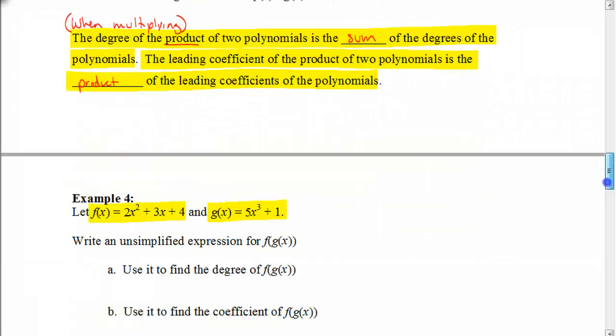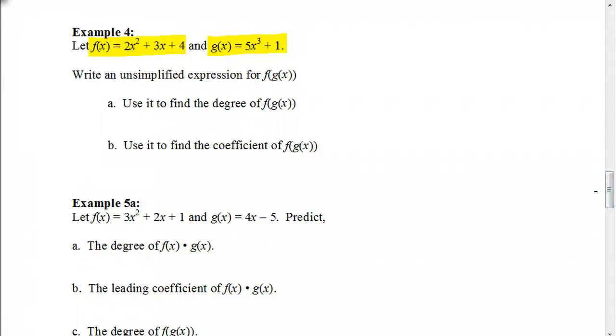Let's look at some other examples. Here they give us function f is 2x squared plus 3x plus 4, and function g is 5x cubed plus 1. Now it says write an unsimplified expression for f following g of x. Now remember, from composition of functions, this means we put function g inside of function f. So everywhere that I see an x in function f, I'm going to replace it with 5x cubed plus 1 because function g is my input for function f.